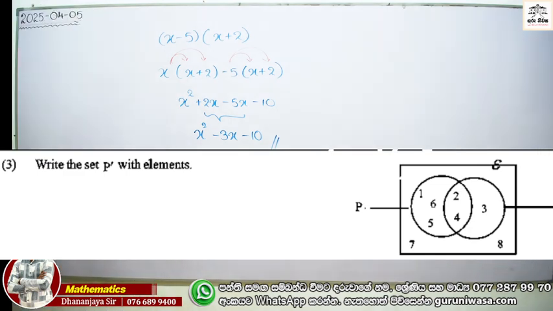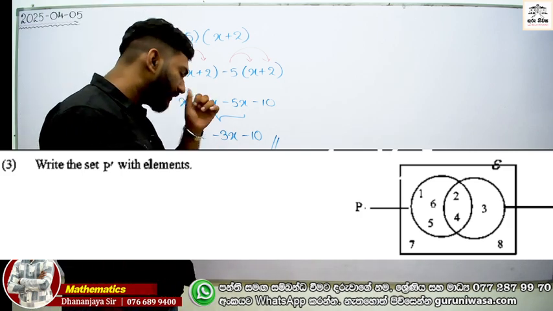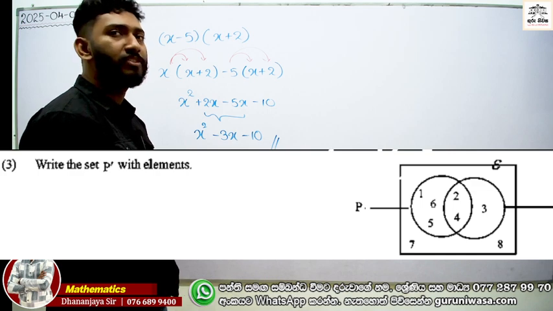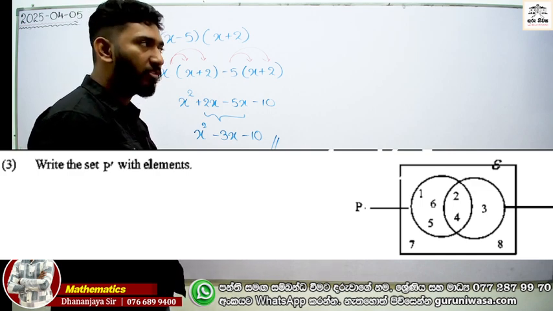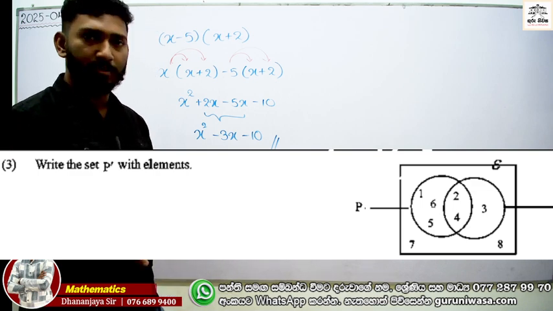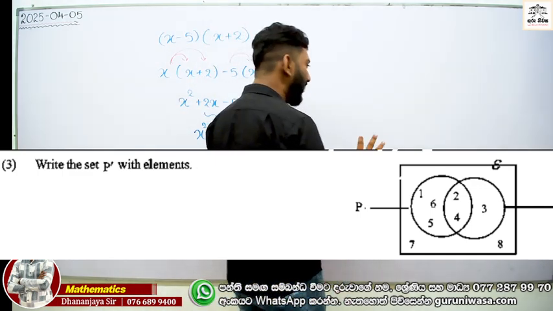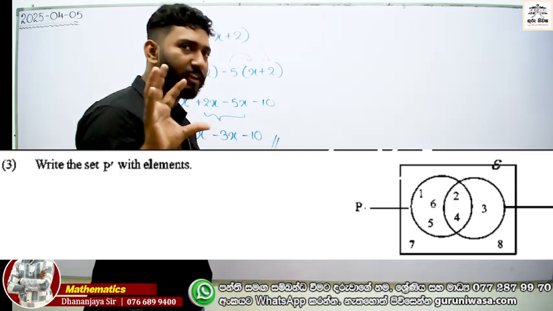Now third one, write the set P dash with elements. And you know P dash, that's the complement of P, is not including the elements of P, right? Except P, you have to write the other elements, right? And look at this. Look at the circle.